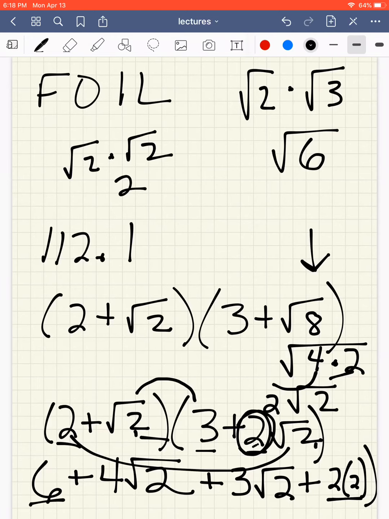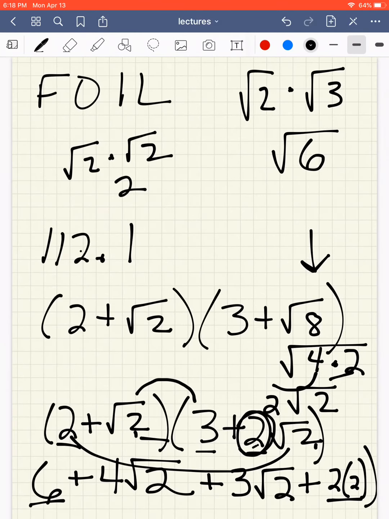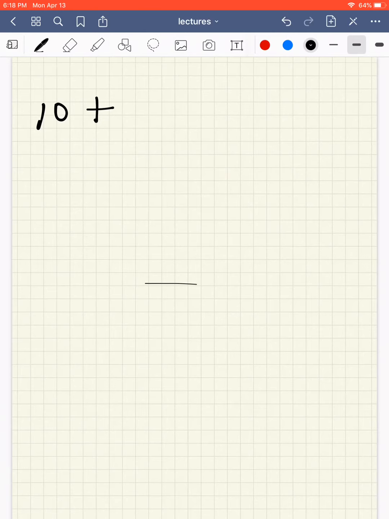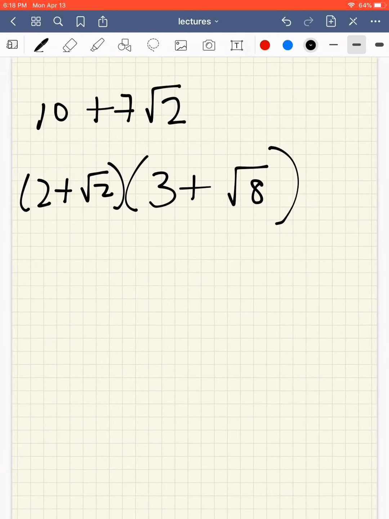4 can be added to the 6, which will be 10, plus, then we add the 4 square root of 2 plus the 3 square root of 2, and we get plus 7 square root of 2. Okay, now that's one way that we can do it. The other way we could do it, go back to the original, 2 plus the square root of 2 times 3 plus the square root of 8. So we'll just multiply it like it is.